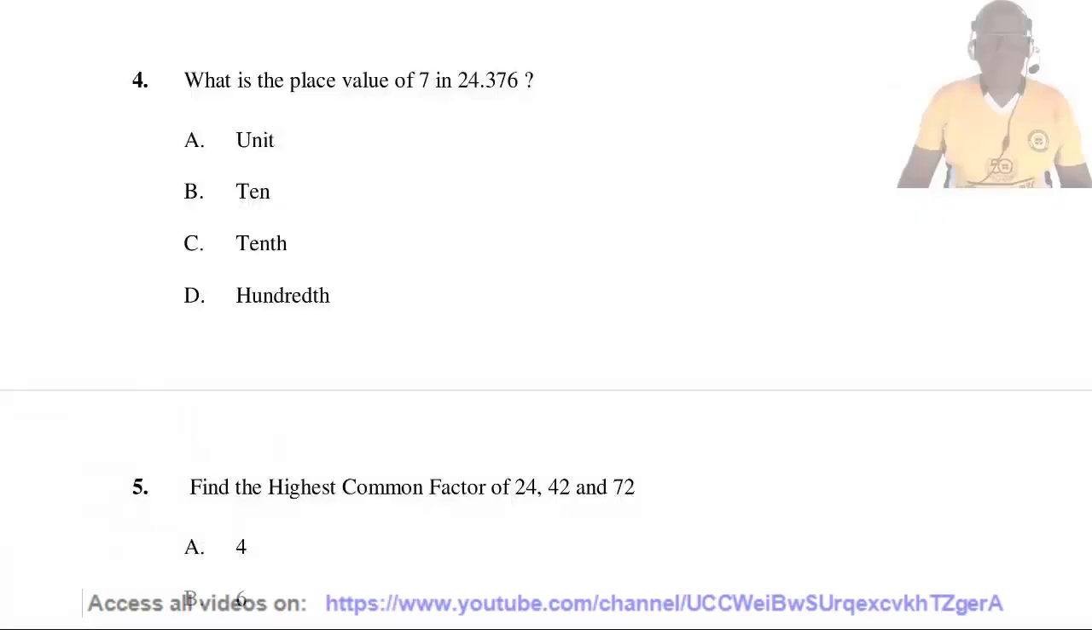Question 4. What is the place value of 7 in 24.376? The answer is D, 100. The place value of the 3 is tenth, the 7 hundredth, and the 6 thousandth.